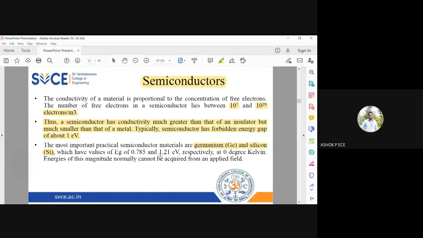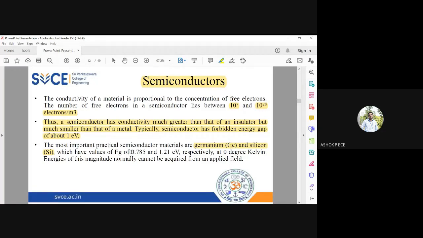Silicon, you see, is nothing but sand. You go to the beach, you see a lot of sand, right? That is nothing but silica. Once you purify that sand and use it, that is the purified form of silica. So silicon is nothing but sand. Okay, and see the energy band gap of silicon and germanium.